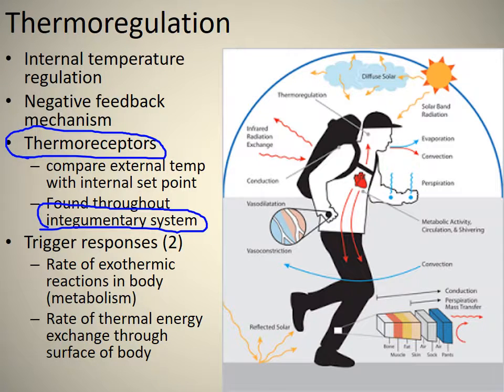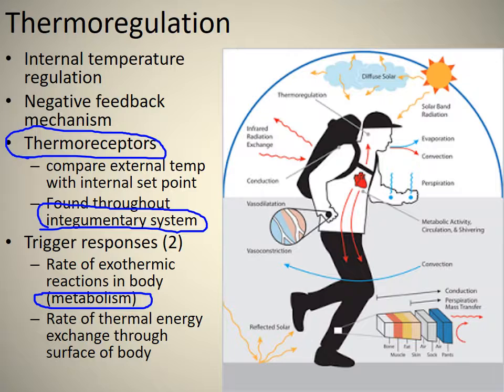When there's a change in internal temperature, our body will recognize that and send that information to the brain. Now there's some triggers here. Obviously metabolism, the rate of reactions in the body, or the sum of all of the chemical reactions in our body, is metabolism. Let's say there's an increase in our metabolism. Well, we know that one of the byproducts of metabolism is thermal energy. So our body will increase in internal temperature. All right, that's a trigger.